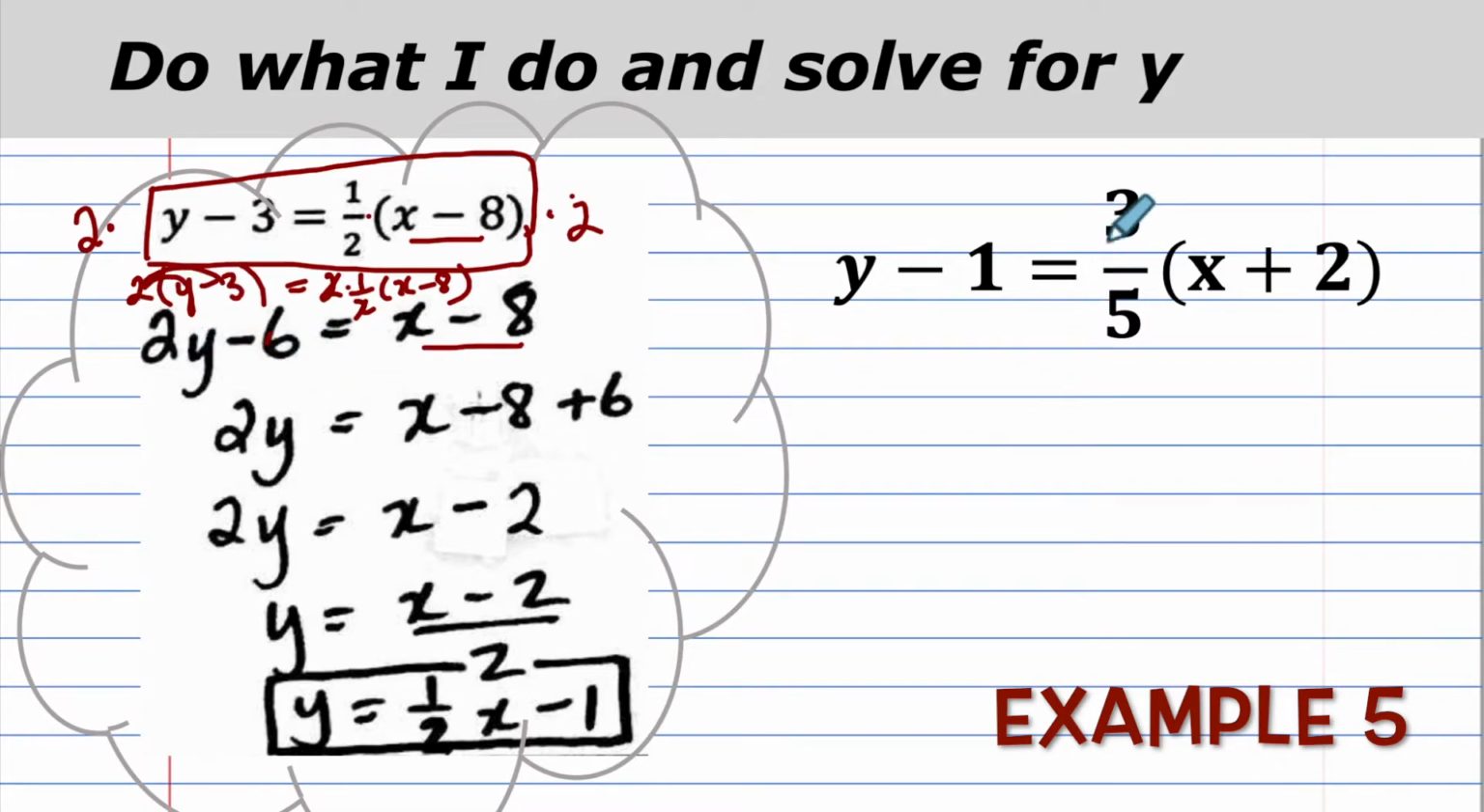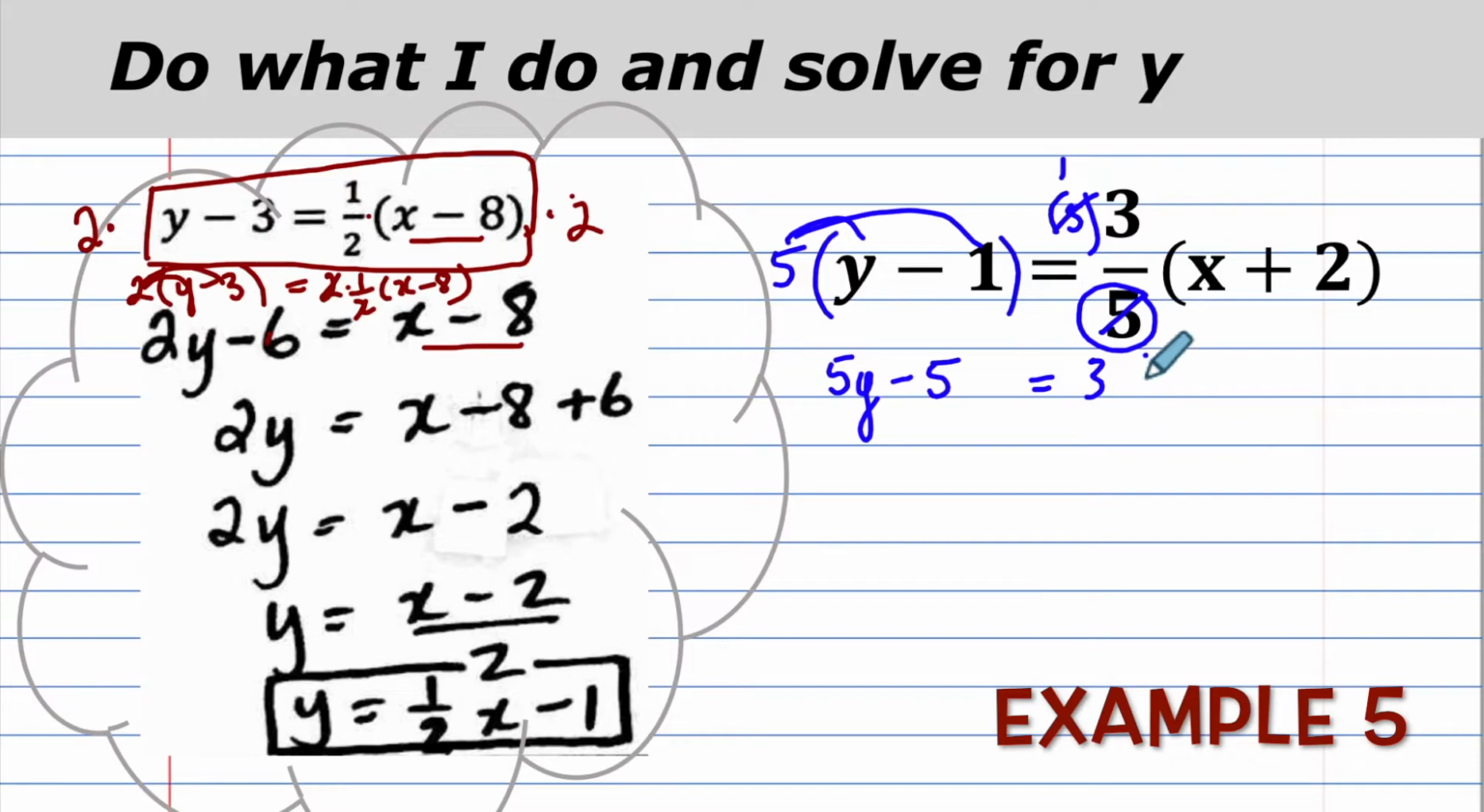Well, let's do that over here. You see this 5? It's a fraction. We don't like fractions. If we decide to clear the fraction, we could times the left side by 5 and the right side by 5. And if you multiply the right side by 5, this whole thing is multiplied. That means 5 divided by 5 is 1. And here we can distribute the 5 through. 5y minus 5 equals, keep the 3 and the x plus 2.